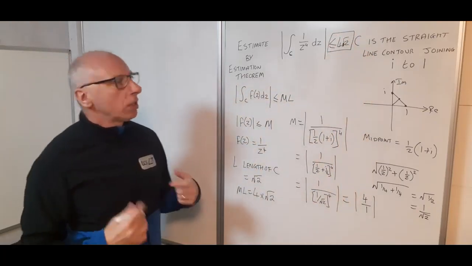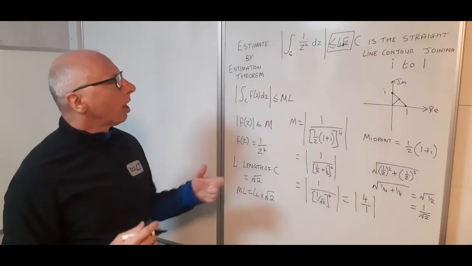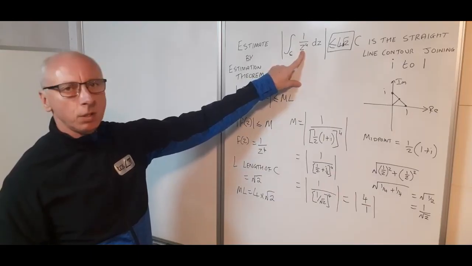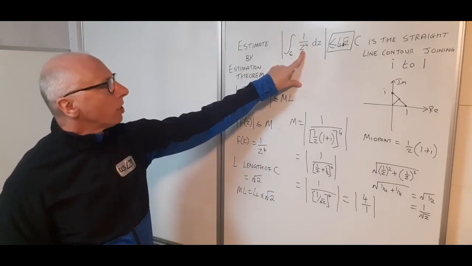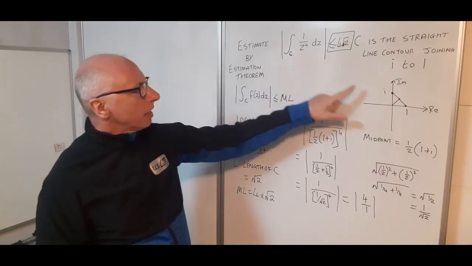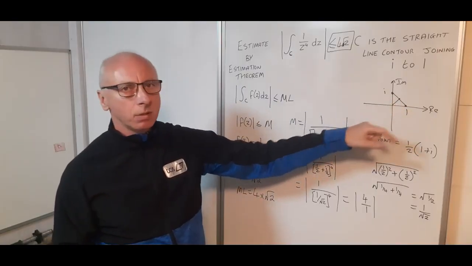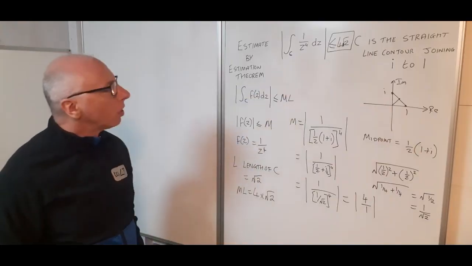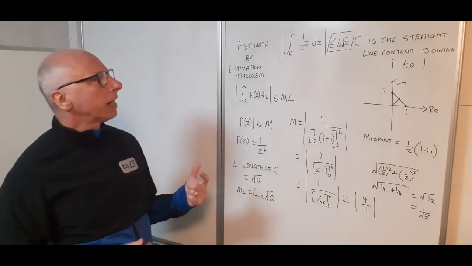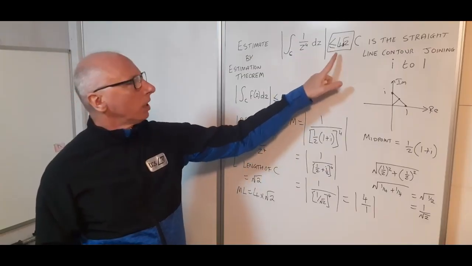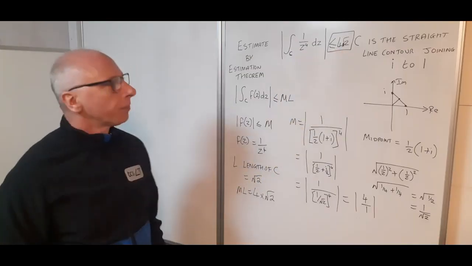Now, one thing we need to check just before we go is whether 1 over z to the 4 is a continuous function, and whether it would ever reach 0 on our contour. We can see here that it's never going to reach 0, and it is a continuous function as well. So our result is valid. Our estimate of this integral is 4 root 2.